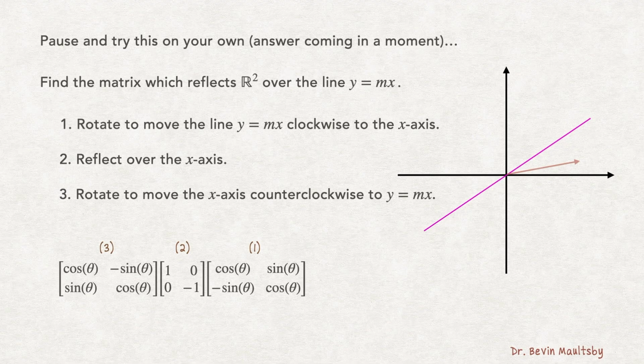With the correct ordering here, where the final transformation is the first one in the product, we get this 2x2 matrix. Here, I think it's nicer to leave it in this form with sines and cosines. Okay, that wraps up this lesson.